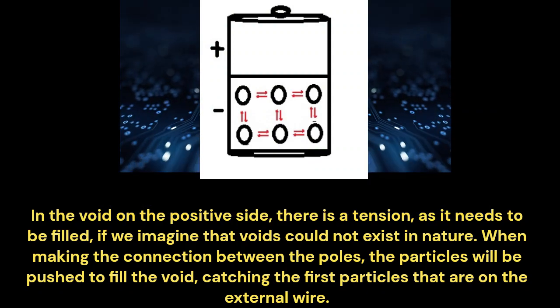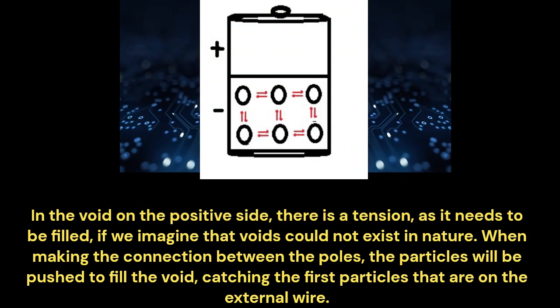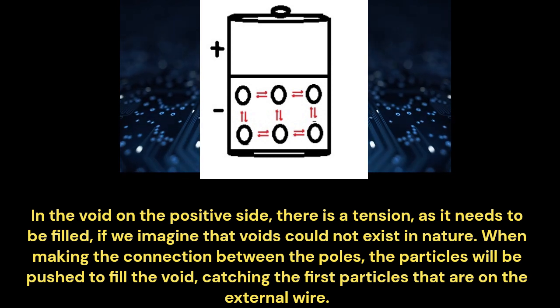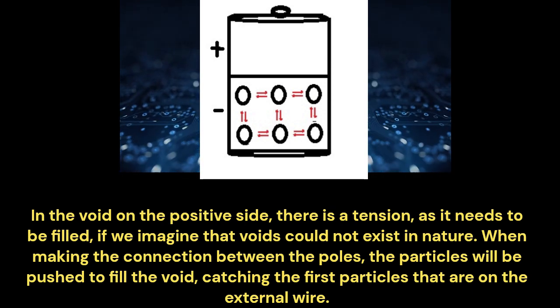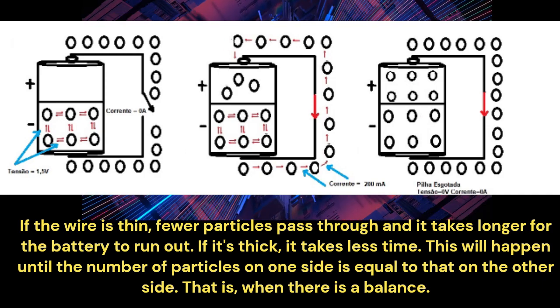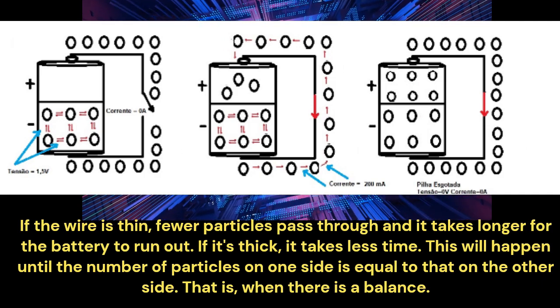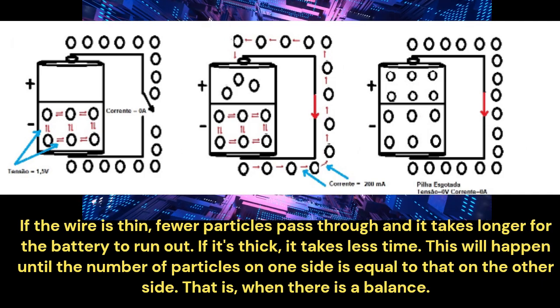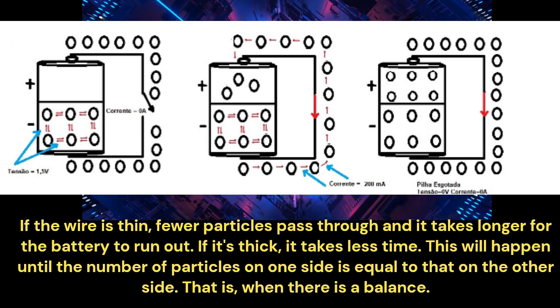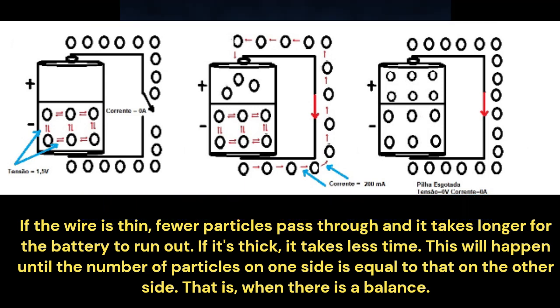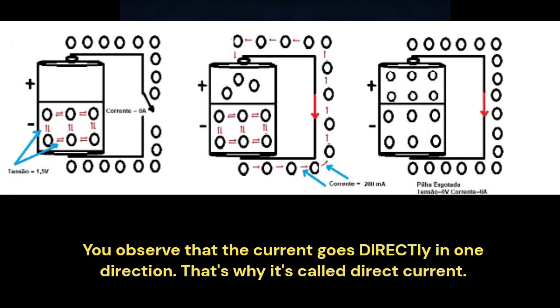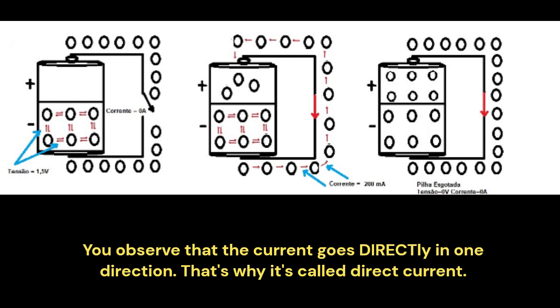When making the connection between the poles, the particles will be pushed to fill the void, catching the first particles that are on the external wire. If the wire is thin, fewer particles pass through, and it takes longer for the battery to run out. If it's thick, it takes less time. This will happen until the number of particles on one side is equal to that on the other side. That is, when there is a balance. You observe that the current goes directly in one direction. That's why it's called direct current.